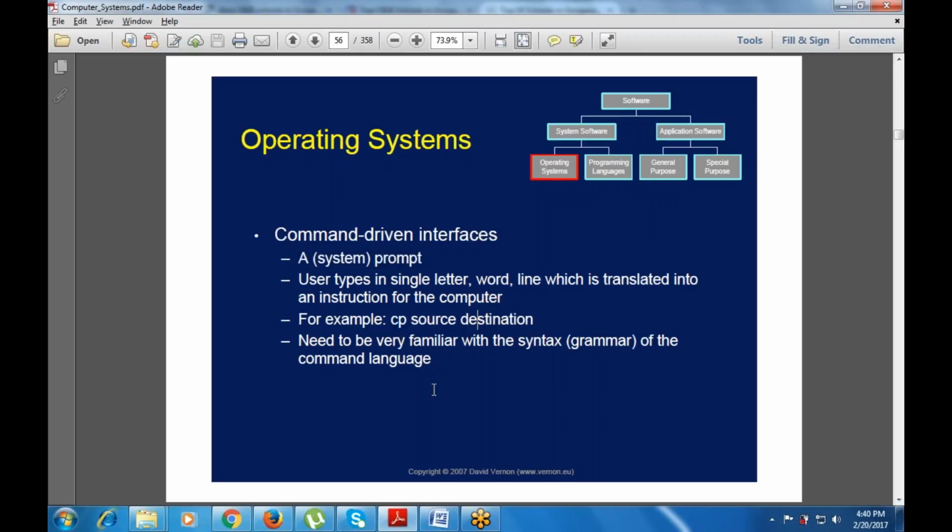It is also used in C or C++, that I agree, but it is used in a command-driven program, or it is used in a command-driven interface.